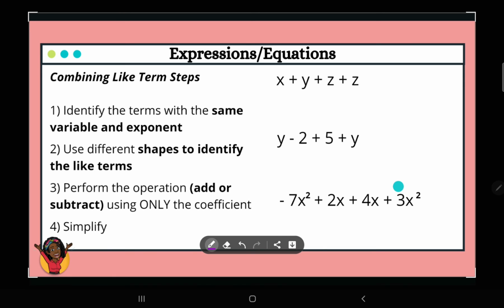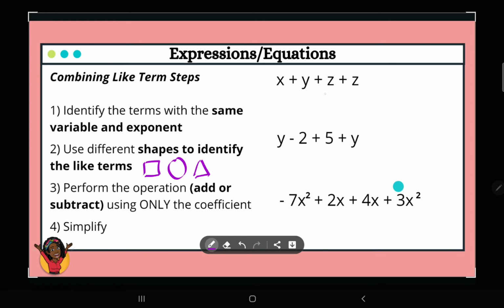Step 1, identify the terms with the same variable and exponent. Step 2, use different shapes to identify the like terms, and those shapes can be a square, a rectangle, a circle, triangle, and so on and so forth. Step 3, perform the operation, add or subtract, using only the coefficient, and then simplify. So let's take a look at our first one.